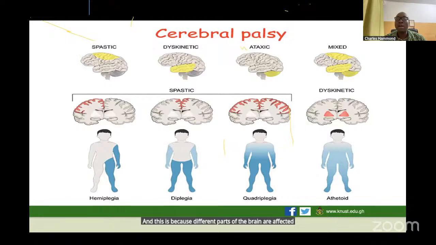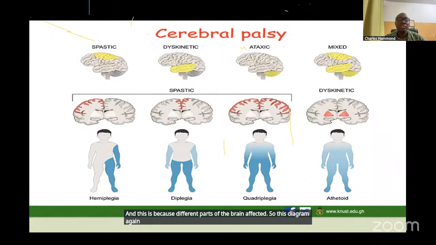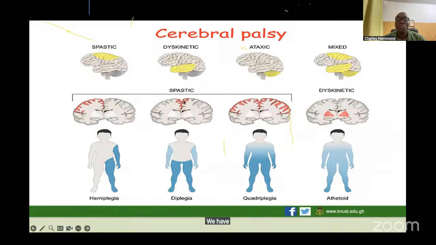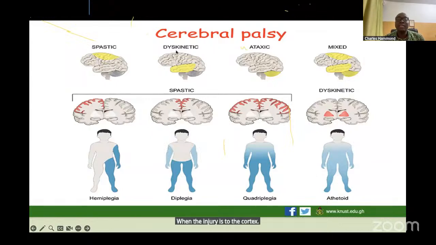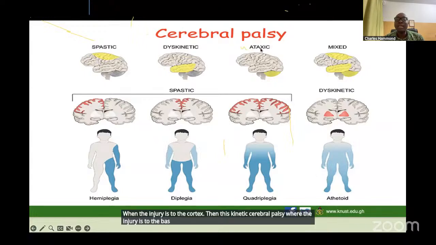So this diagram again shows us, it's a summary of all that I've talked about. We have cerebral palsy. The 4 main types are spastic cerebral palsy, where the injury is to the cortex. Then the dyskinetic cerebral palsy, where the injury is to the basal ganglia. The ataxic cerebral palsy, where the injury is to the cerebellum. And then the mixed cerebral palsy, where the injury is to different parts of the brain.